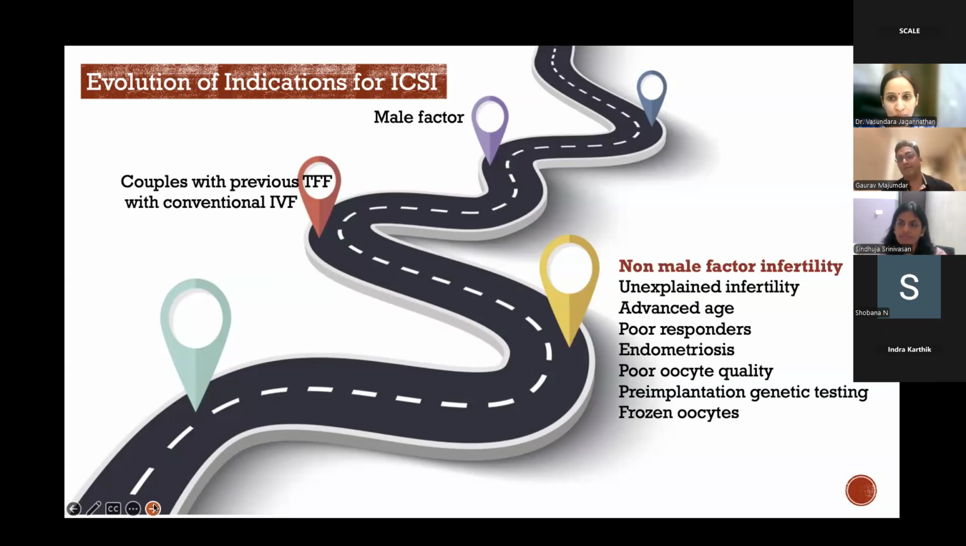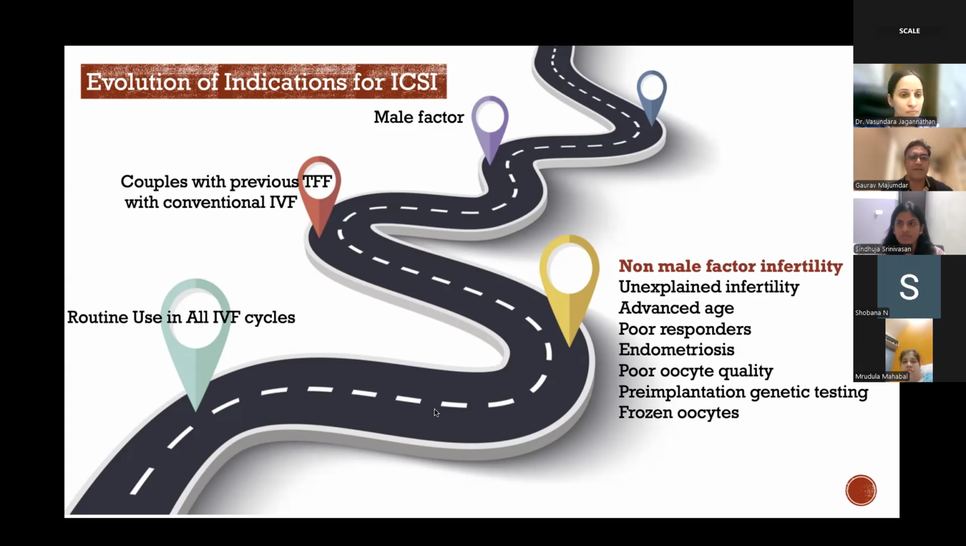However, slowly it started creeping into the territory of patients with no male factor, who had absolutely normal sperm, especially in patients with unexplained infertility. Then people started doing ICSI for advanced age, then for poor responders, and then in endometriosis it also gained entry. Then we looked at poor oocyte quality, pre-implantation genetic testing, frozen oocytes, basically anything and everything under the sun. Finally, there are now many labs across India and the world where ICSI is used routinely in all IVF cycles.